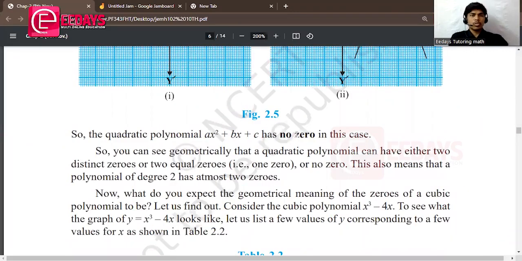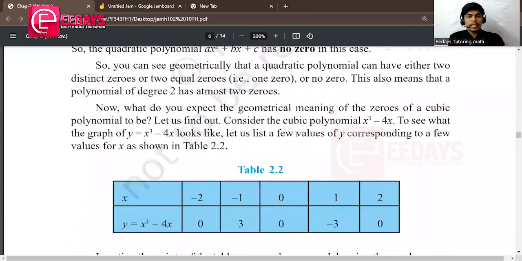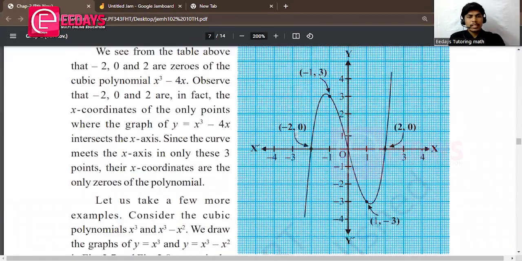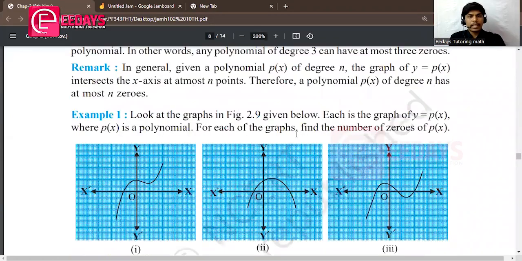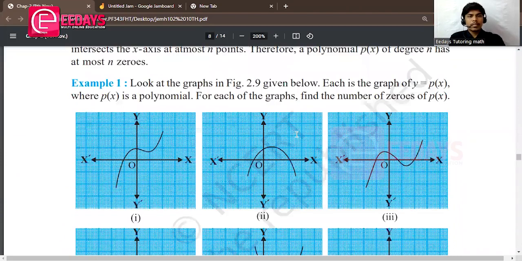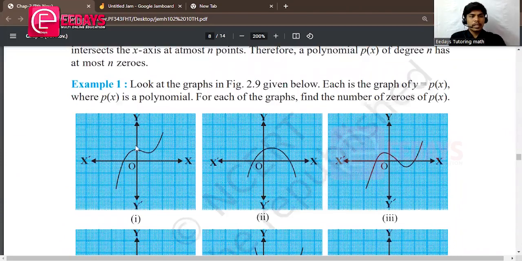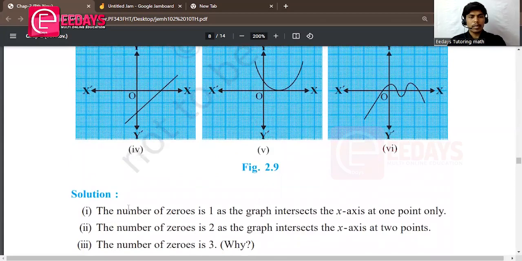All right. Now you are able to do the exercise part. Let's start with one example, whatever they have given here. Example one. Try to identify the example one. Look at the graph here. It is cutting the x-axis at one point. Here is the exact point. So that's why the number of zeros is 1. Let's see the answer. The number of zeros is 1 as the graph cuts the x-axis at one point.